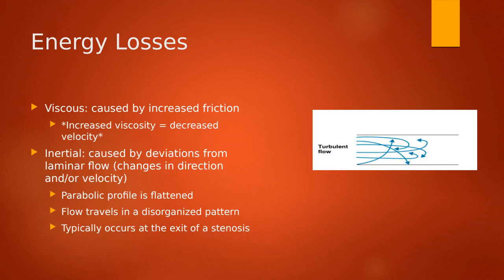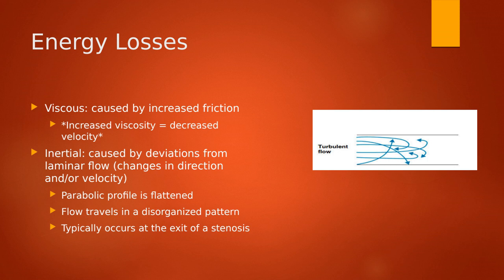So energy losses, like we said, viscous energy losses are going to be caused by that friction within the fluid itself. There is a natural friction loss of a normal healthy person, but of course the more viscous our blood becomes, the more friction we have and the more energy loss we have due to that. We also do have inertial energy losses. So this is going to be caused by deviations from laminar flow. So anytime there's something going on in a vessel that's going to change that blood flow's direction or velocity, that is when we're going to have bigger chunks of energy loss.